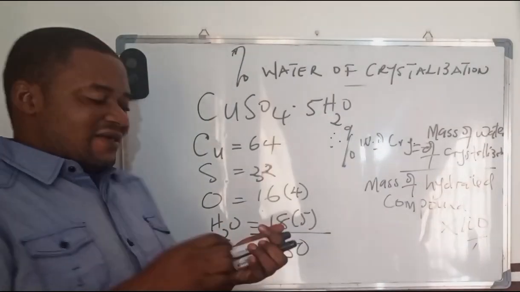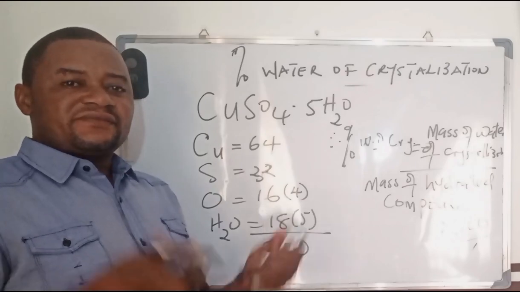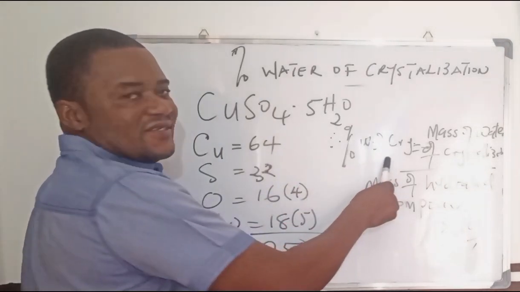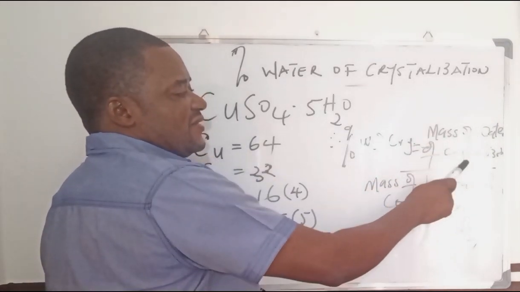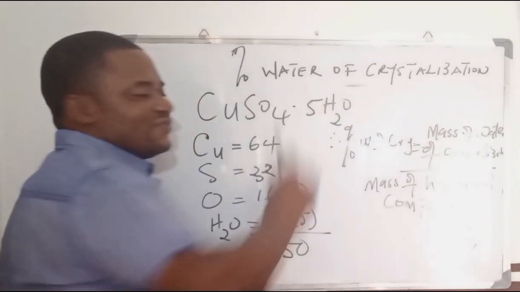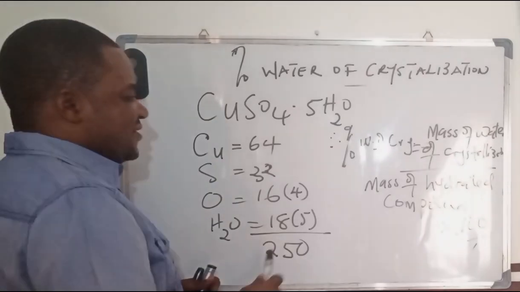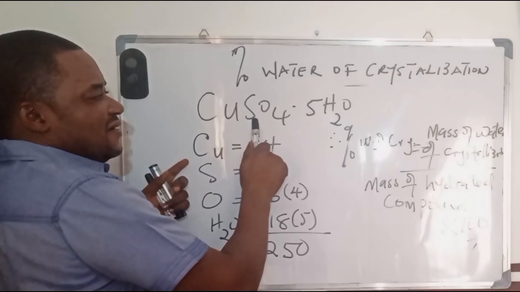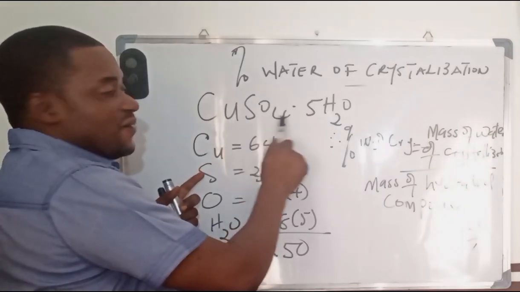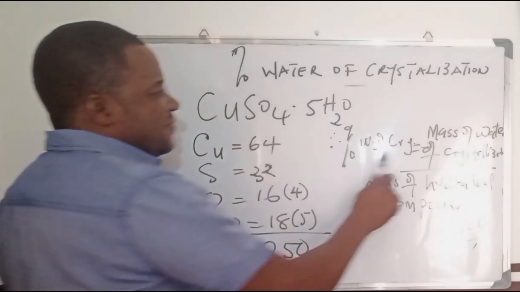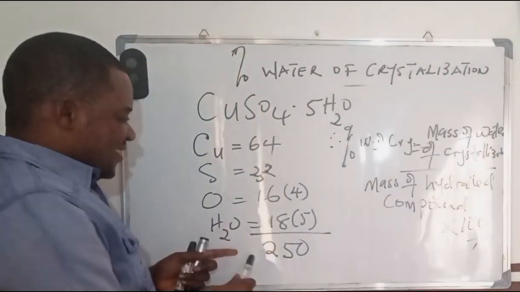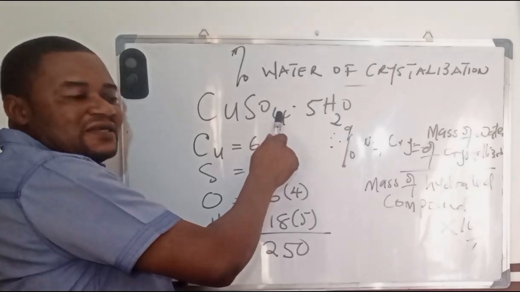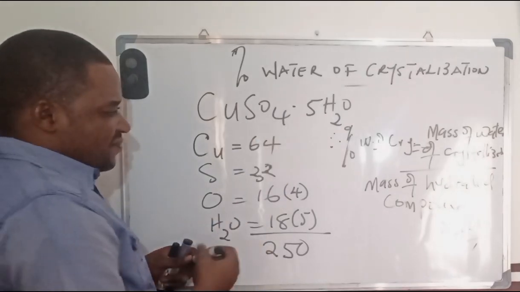So if you are calculating percentage water of crystallization, you must know that it is the mass of water of crystallization over the mass of hydrated compound. And the mass of hydrated compound is of course the copper sulfate pentahydrate, the whole of this. And the mass of water of crystallization is the amount of water present in this very copper sulfate pentahydrate.